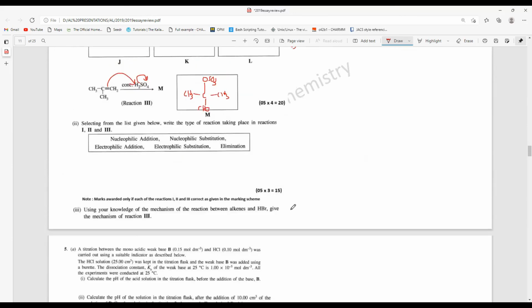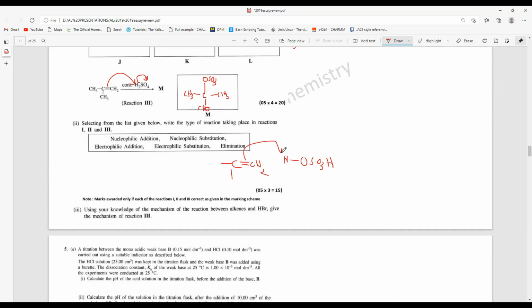Using the knowledge of the mechanism of the reaction between alkene and HBr, give the mechanism of reaction 3. So reaction 3 is the reaction that gives the product M. That is what I have drawn here very simply. So don't draw it like this. You can draw it like this, showing one hydrogen separately from this structure. That is what is normally good. So you can show SO3H separately. Normally you can show this double bond CH2 here and the rest of the things.